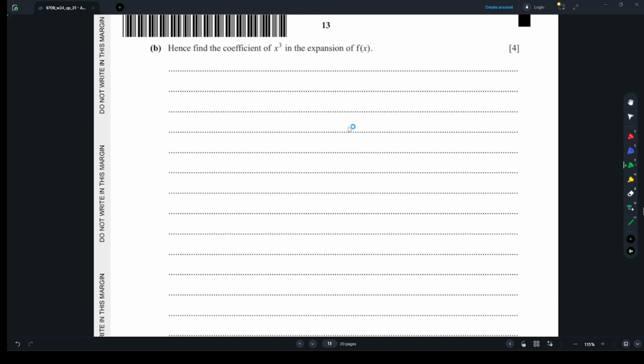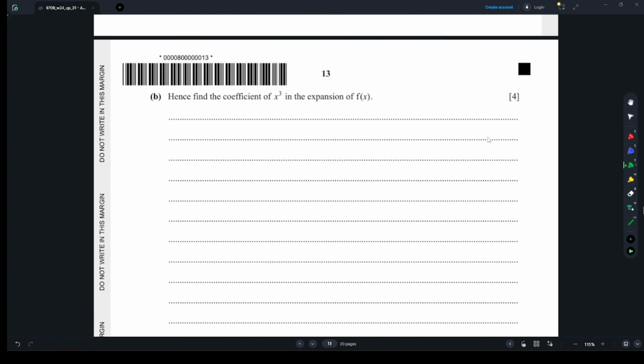Okay. Then what are they asking? Hence find the coefficient of x cube in the expression of f(x). Okay. So now remember, for this one, we will have to use the binomial expansions. So I hope you guys remember that one, and you can find the equation in the equation book, so it will be okay.